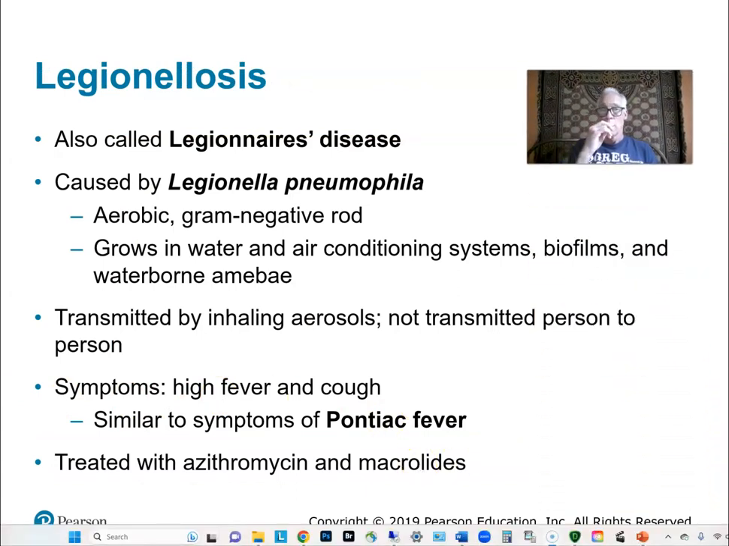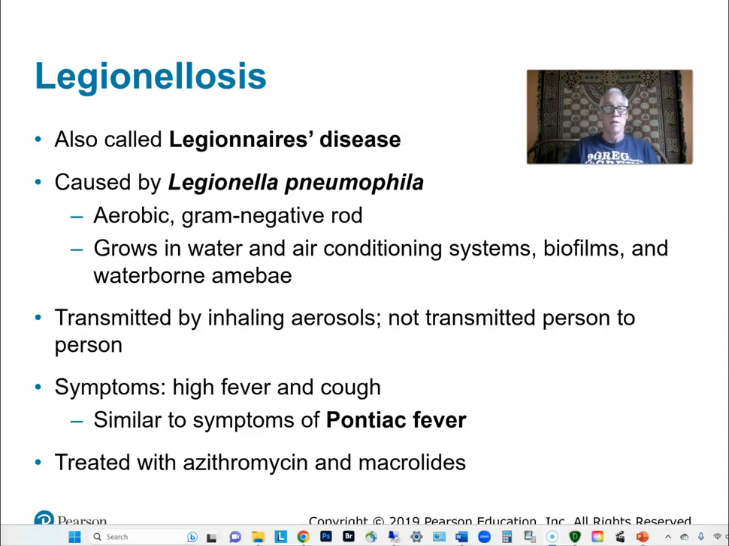Legionellosis. Legionella pneumophila is a bacterium that causes Legionnaires' disease, and that was first discovered, I think, in the late 1970s or early 1980s. There was a convention of war veterans from the American Legion in Philadelphia, and all of a sudden, several of the Legionnaires just got sick and died within a short period of time right during the convention. And that caused a complete panic.